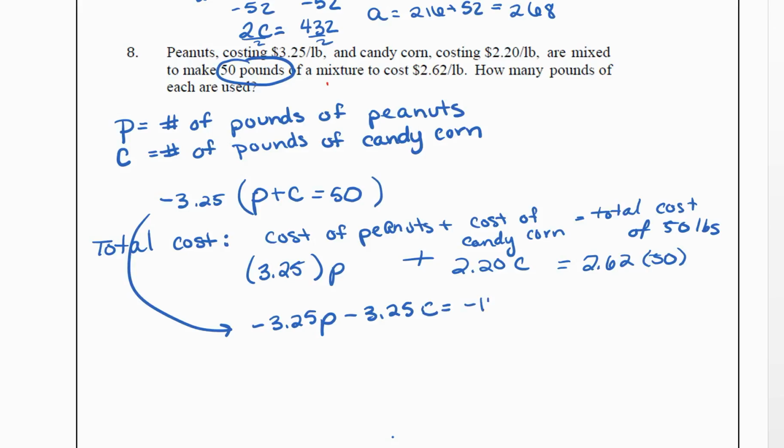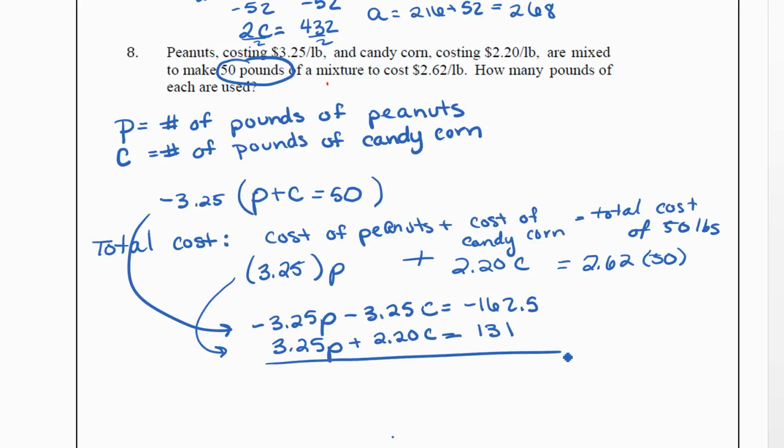negative 162.5, and then I'll bring our second equation down, 3.25P plus 2.20C equals, and we'll do this 2.62 times 50. The total cost of 50 pounds would be $131.